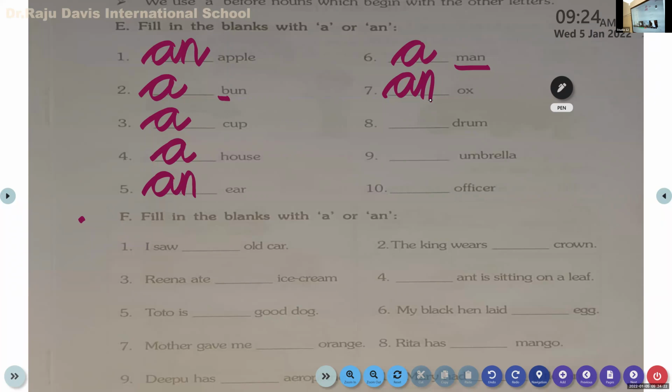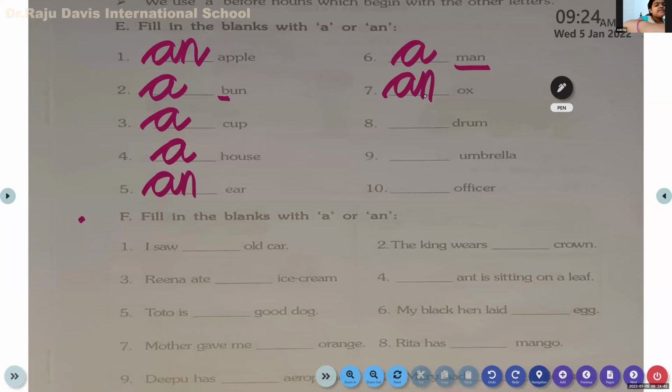Come on, Jennifer. O is what? Whether it's a vowel or a consonant. Wait, wait. Yes, O is a vowel. So we have to use an before the word. Very good. Okay, so come on, do it.